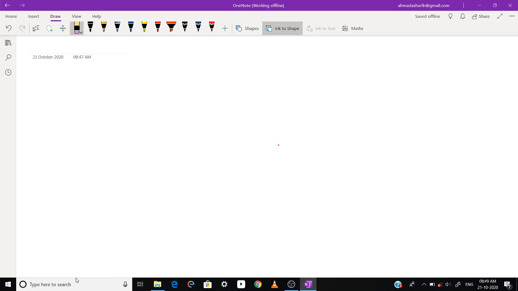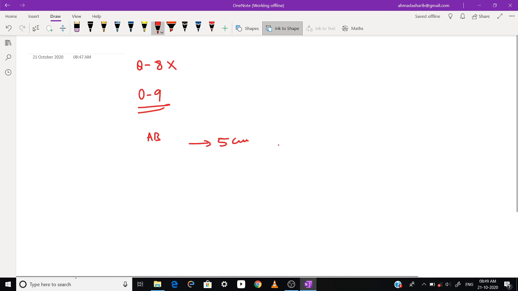Question number 9, you don't have to do question number 8. Then you will do question 9. In question number 9, you have to draw a line segment AB of 5 centimeters long. So draw a line of 5 centimeters using your scale. And in part B, draw a line PQ of 7.5 centimeters long, and so on. So do this exercise in your copy and send it on the group. Thank you.